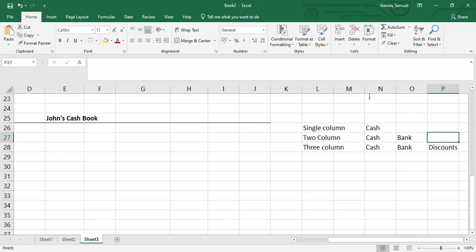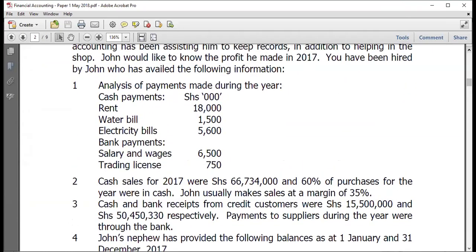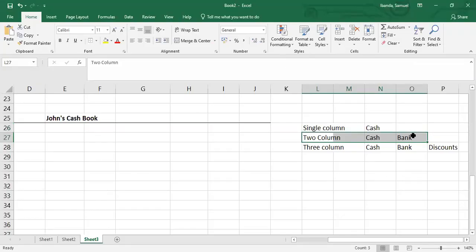So if you look at this question of John up here, I didn't see any discounts being highlighted, but I happened to see that the cash payments and the bank payments were separated from each other, okay? So given that background, that I don't see discounts within this question, I'll choose to use the two column cash book, okay? I'll choose to draw the two column cash book.